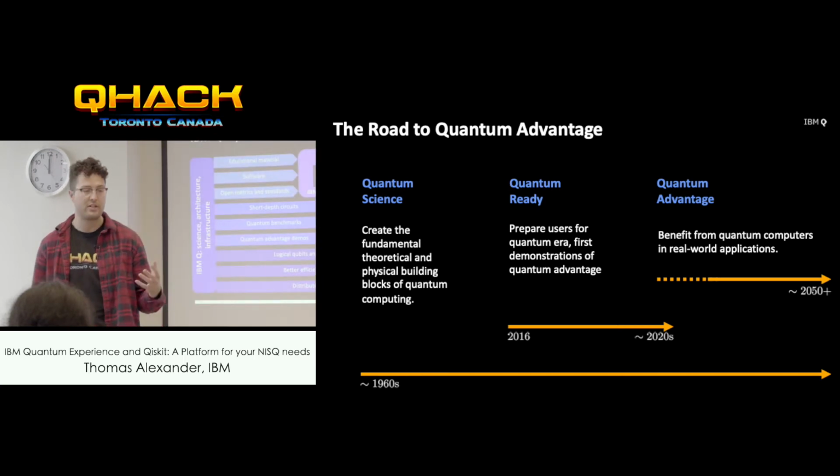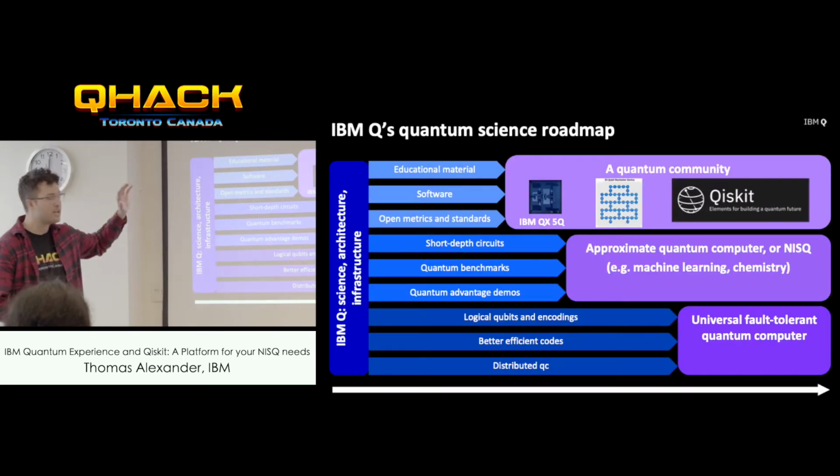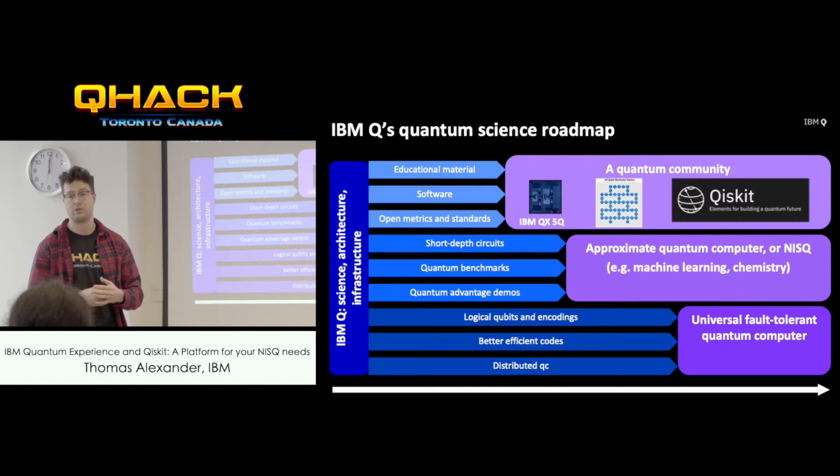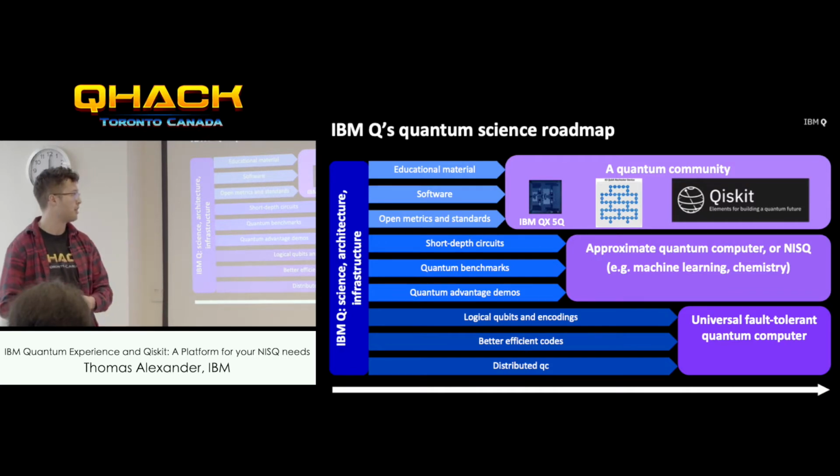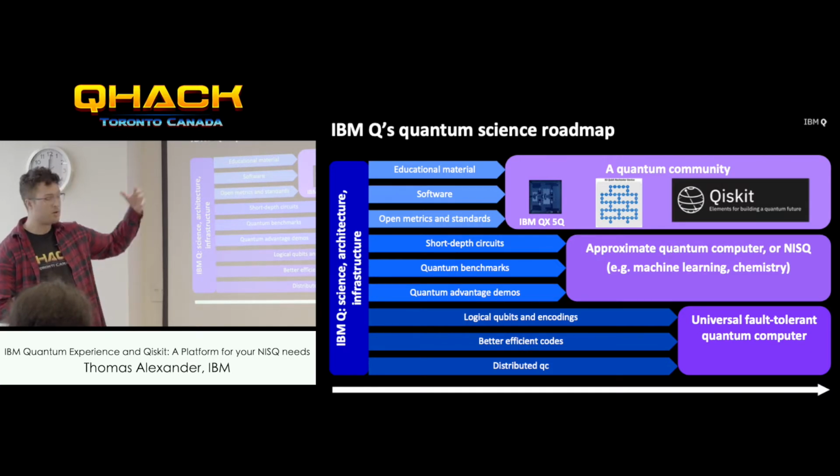And so how are we trying to do that? Well, in the near term, we're looking at educational material, software such as Qiskit, and building open standards and metrics for the community as a whole so that we have a common language and framework to work within. So we're working on building a quantum community, putting quantum devices in the cloud, Qiskit, our open source platform for quantum computing.